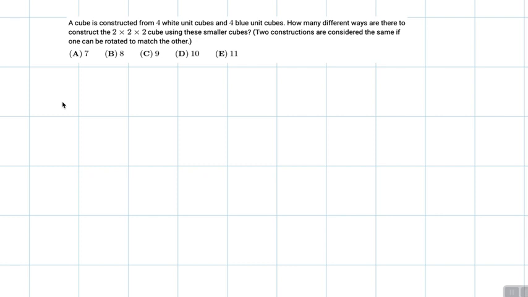A cube is constructed from 4 white unit cubes and 4 blue unit cubes. How many different ways are there to construct the 2 by 2 by 2 cube using these smaller cubes? Two constructions are considered the same if one can be rotated to match the other.